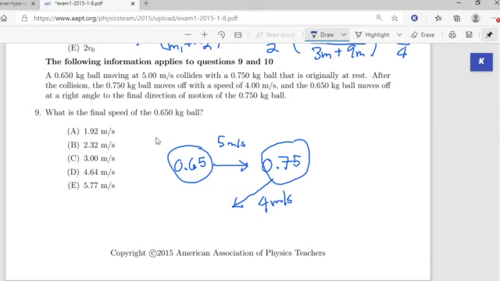And then this has to move at its final speed at 90 degrees. And what is the final speed? And actually, you can see that this is just the Pythagorean theorem, since 3 squared plus 4 squared is 5 squared, so this is just 3, I think. And yeah.